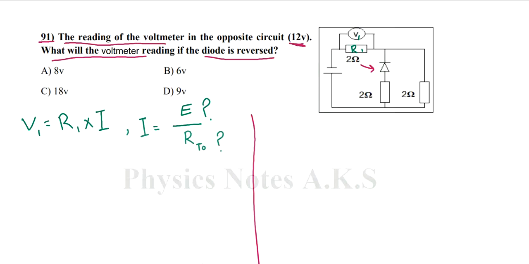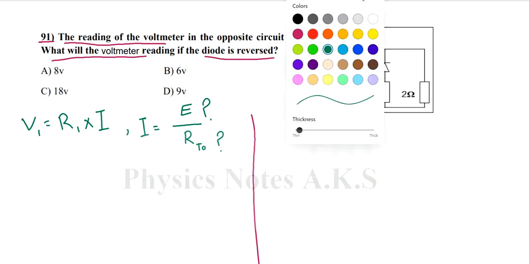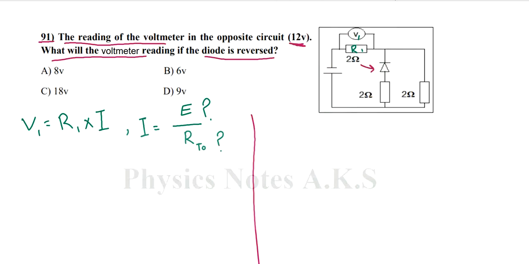I'm going to keep this area here empty. I'm going to use this side under the diagram to discuss each one in detail. Now we need to work with the circuit before reversing the diode. I can find the current and I can find the electromotive force.